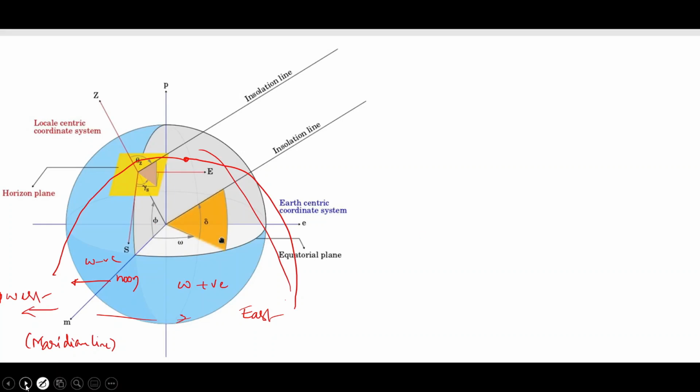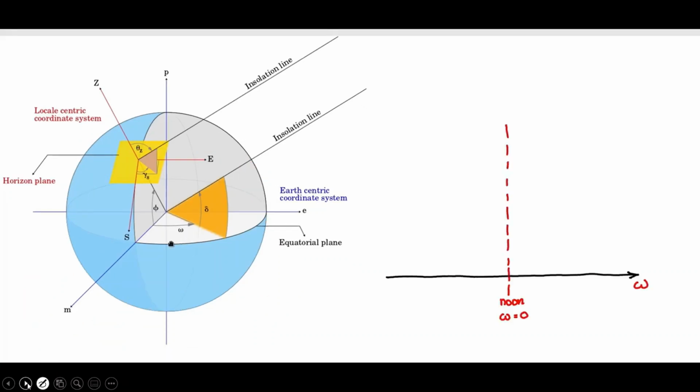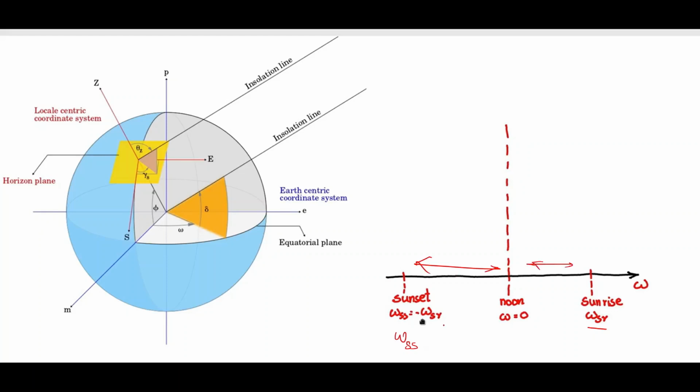I'm going to draw the curve between our angle and the normal insolation, that is between sunset and sunrise, and I am taking the sunrise hour angle as omega SR and the sunset angle as omega SS. Here these are at equal distances, so I can consider omega SS is nothing but the opposite of omega SR. Hour angle of sunset equals negative of hour angle of sunrise.